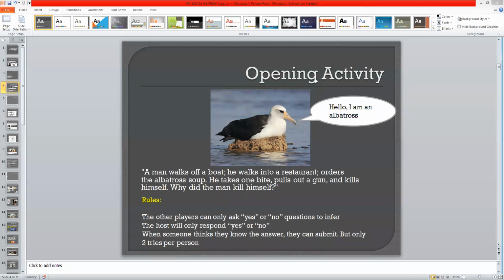Wait, so the man ate someone while I was on the boat? No. His wife was albatross? No. His wife's not a bird. All right. Did he accidentally eat his wife? Oh, yes. So that means the restaurant owner gave the man his wife? No.